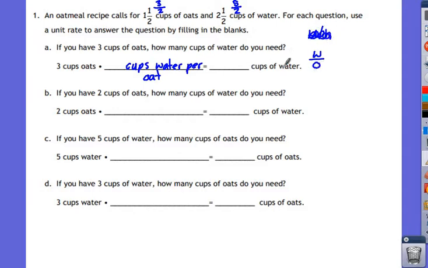Okay, I know that the water for this recipe was 5 halves. So I'm going to write 5 halves. Then I have a division bar. Well, I don't like writing a fraction and a fraction, so I'm just going to write division. And then it says oats. Oats was 3 halves. So now I have a math problem.